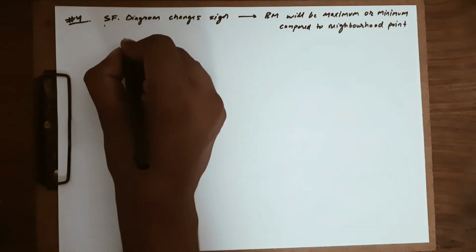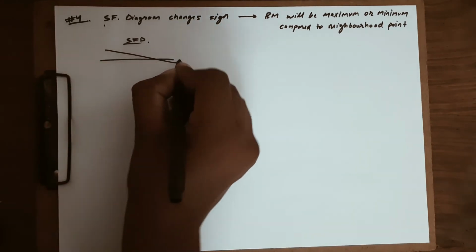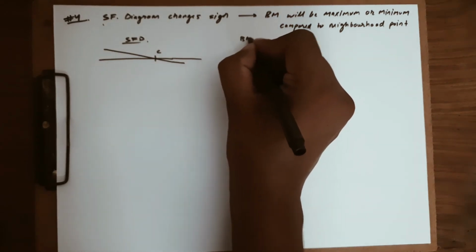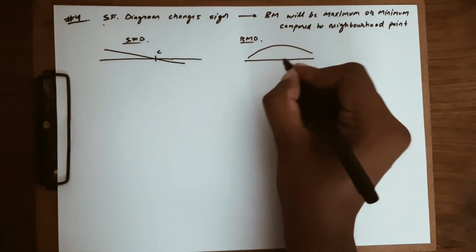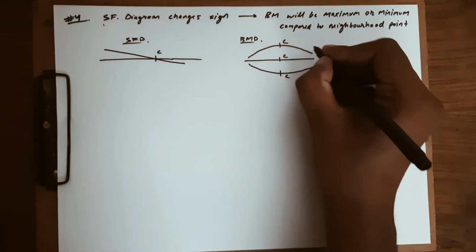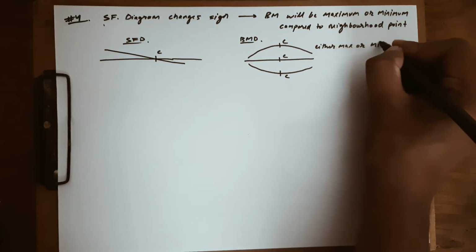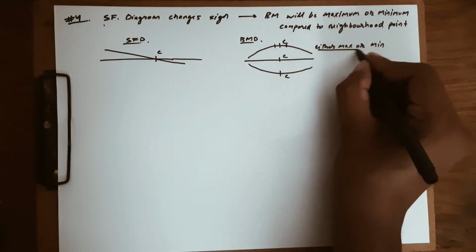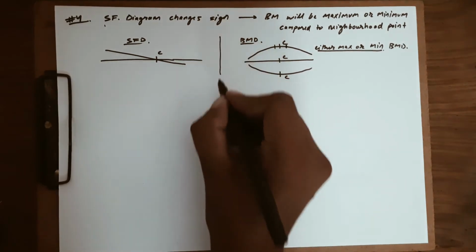So it means that, let's say this is our SFD and this is a beam and the SFD is like this and it is changing sign at C. So now in the BMD we will be getting either maximum or minimum at point C, compared to neighborhood points. So either maximum or minimum we will be getting in the BMD. So this case is very important.